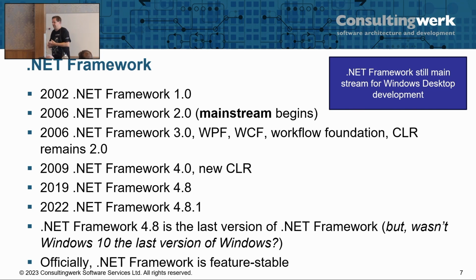C# pretty much started as a copy of Java as a language. And then over the last 20 years, Microsoft kept on releasing new versions of the .NET Framework. .NET 2.0 was pretty much where the mainstream development began. There were some breaking changes from .NET 1.0 to 2.0. But after that, .NET was pretty much backwards compatible.